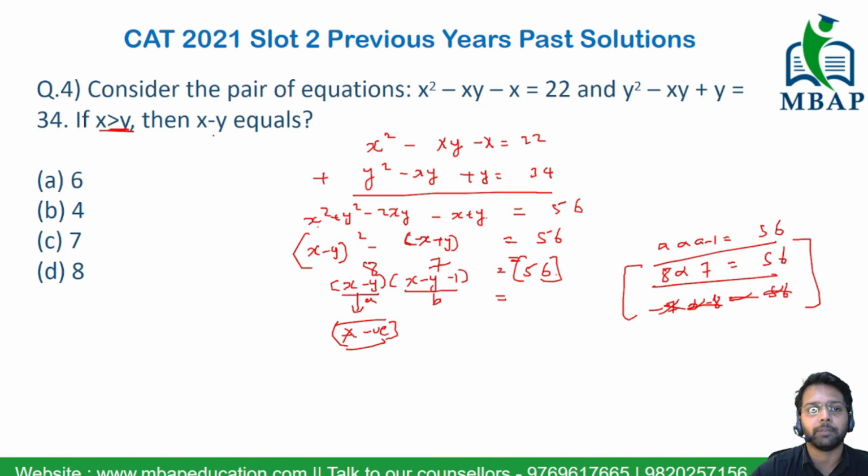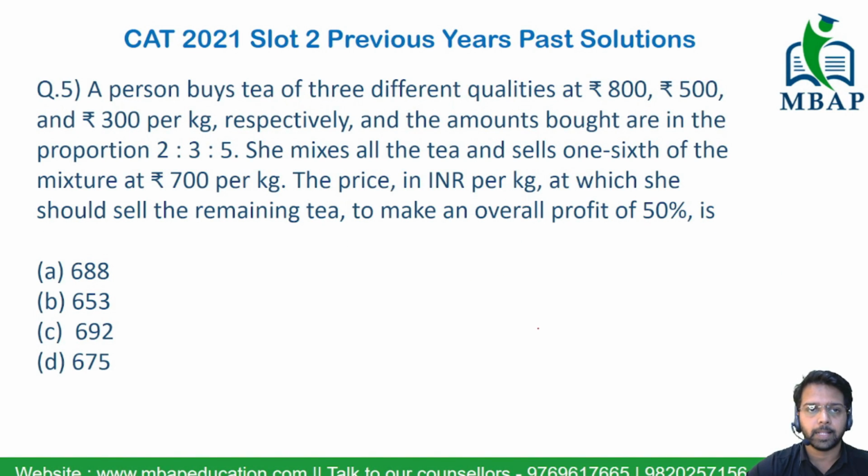The question is to find the value of x minus y. The value of x minus y will be as simple as 8. I hope you have understood the question well. Let's see the next question.